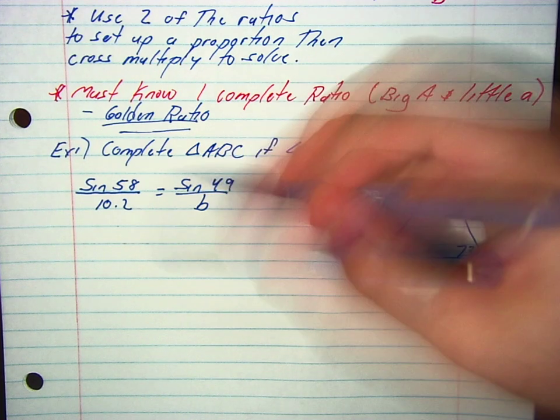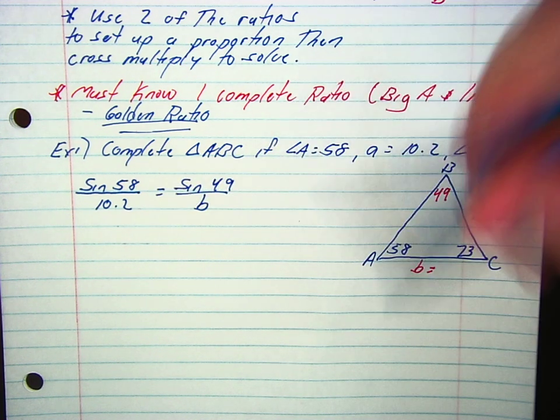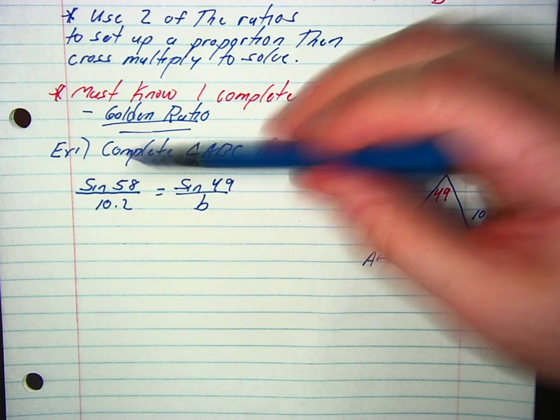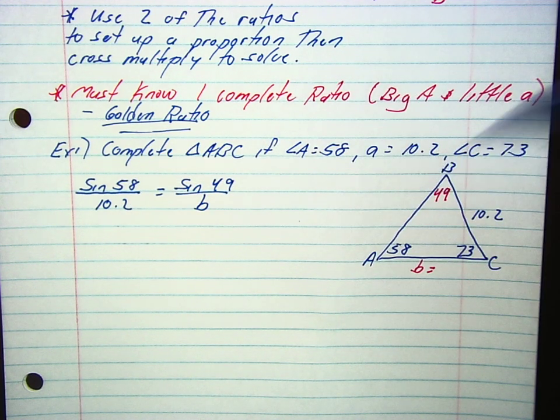So that's what all your problems will look like when you're using the law of sines. You'll have three that you'll know, there'll be one unknown, and you're going to cross multiply and solve, and then hopefully not mess up putting it in the calculator. That's a big thing. Got to be careful putting things in your calculator. So cross multiply and solve.